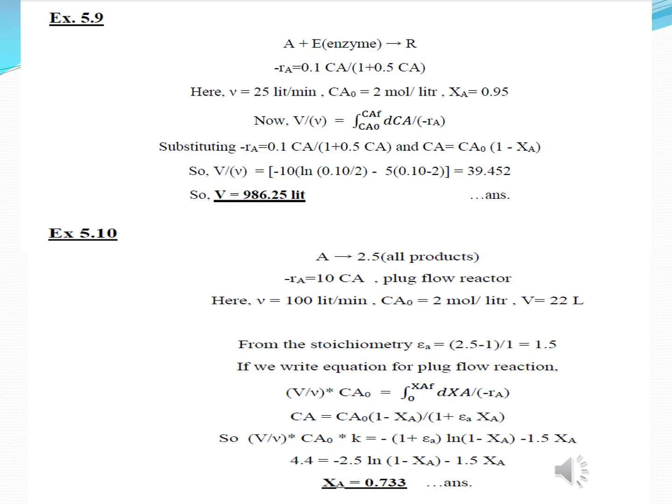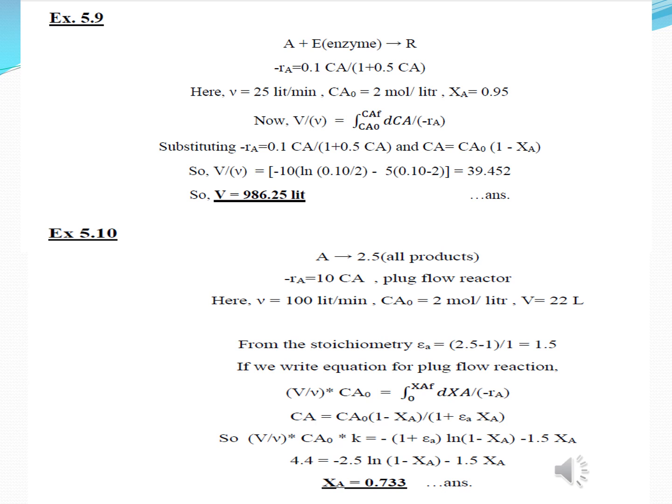Let us move towards the solution of problem 5.9 and problem 5.10. First, problem 5.9: we are given the chemical reaction A goes to R in the presence of enzyme. It's a biochemical reaction, and the rate equation is given as minus rA equal to 0.1 Ca over 1 plus 0.5 Ca. Volumetric flow rate was 25 liters per minute, initial concentration was 2 moles per liter, and conversion was 0.95 or 95%. We have to calculate the volume of the plug flow reactor.